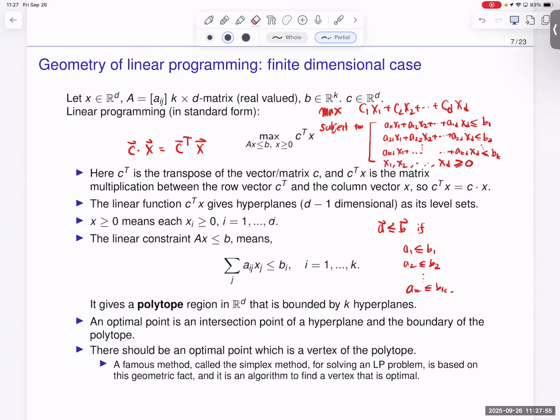Okay. And the gradient is just constant. So the orthogonal one is just an orthogonal hyperplane. And then these hyperplanes, depending on the value of this c dot x, have different locations, but they are all parallel because they all are orthogonal to the vector c.